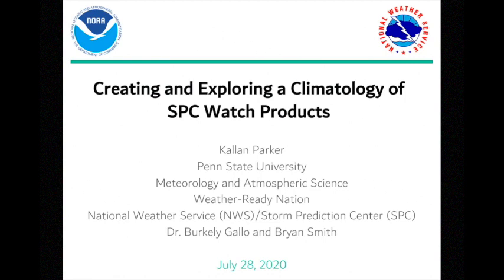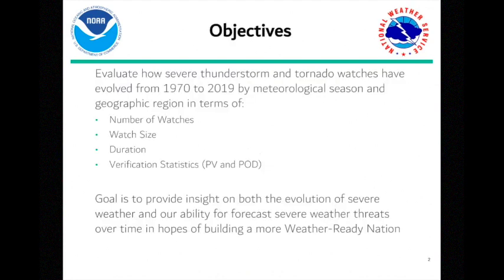The floor is yours. So as mentioned, today we'll be looking at creating and exploring a climatology of SPC watch products. Our objective with this is to look at how severe thunderstorm and tornado watches have evolved from 1970 to 2019 by season and region in terms of number of watches, watch size, duration, and verification statistics. Our goal with this is to provide insight on the evolution of severe weather and our ability to forecast severe weather threats over time in hopes of building a more weather-ready nation.